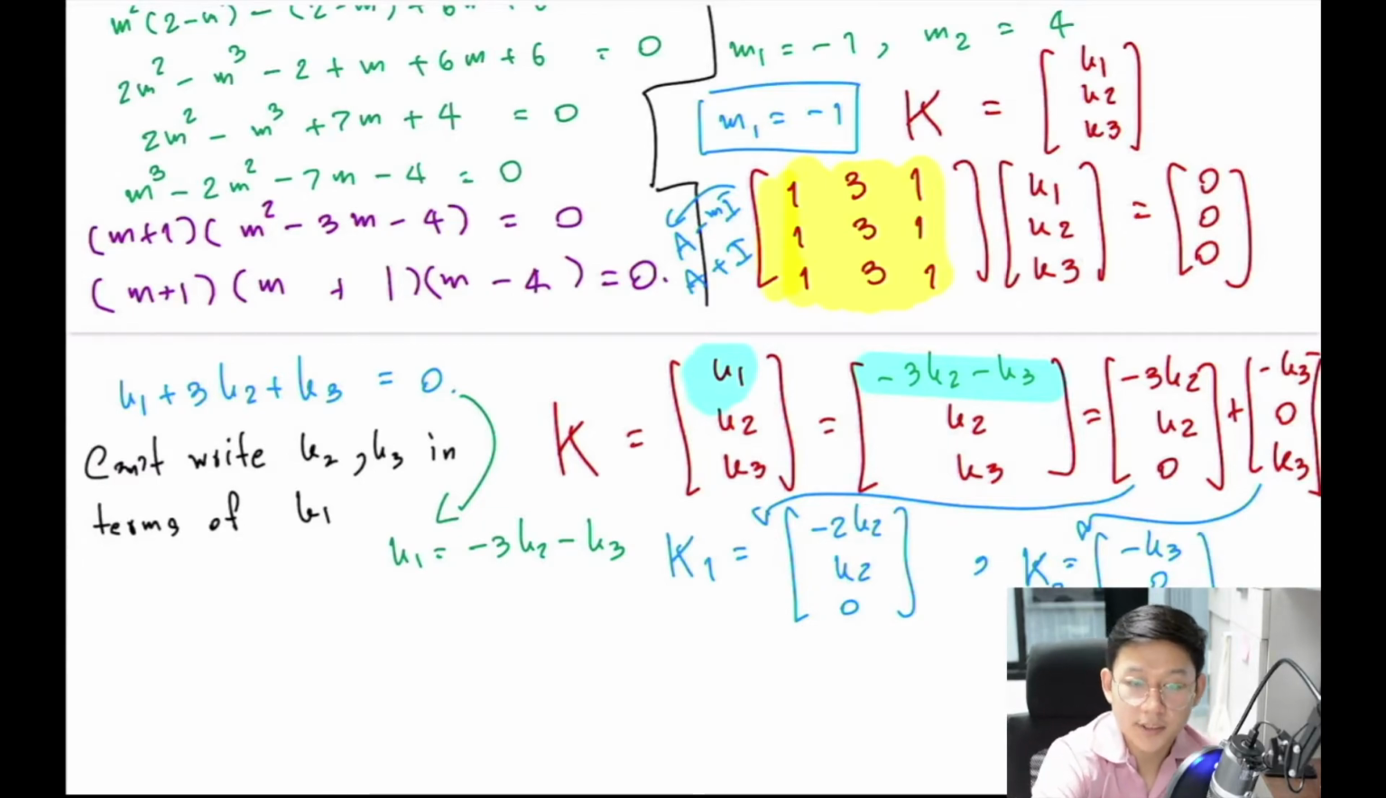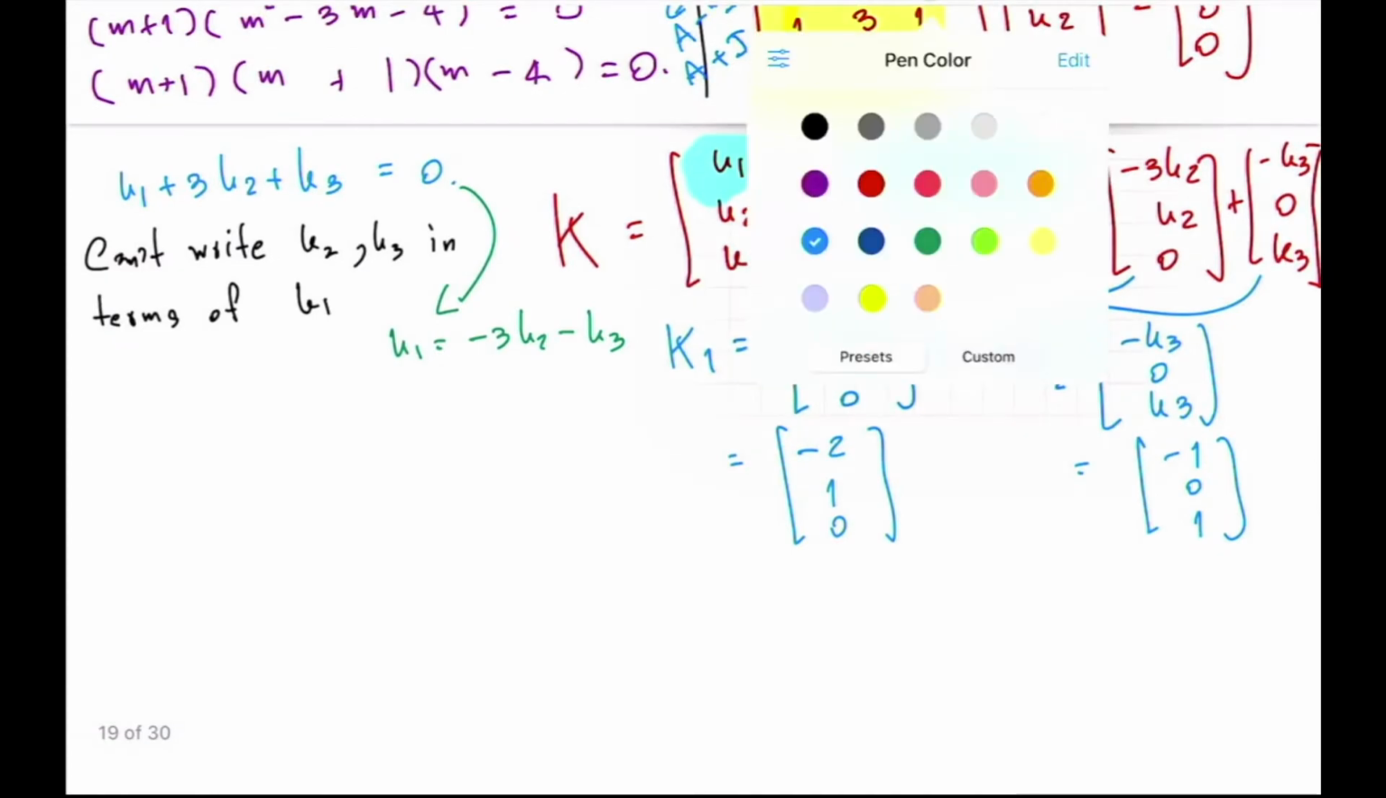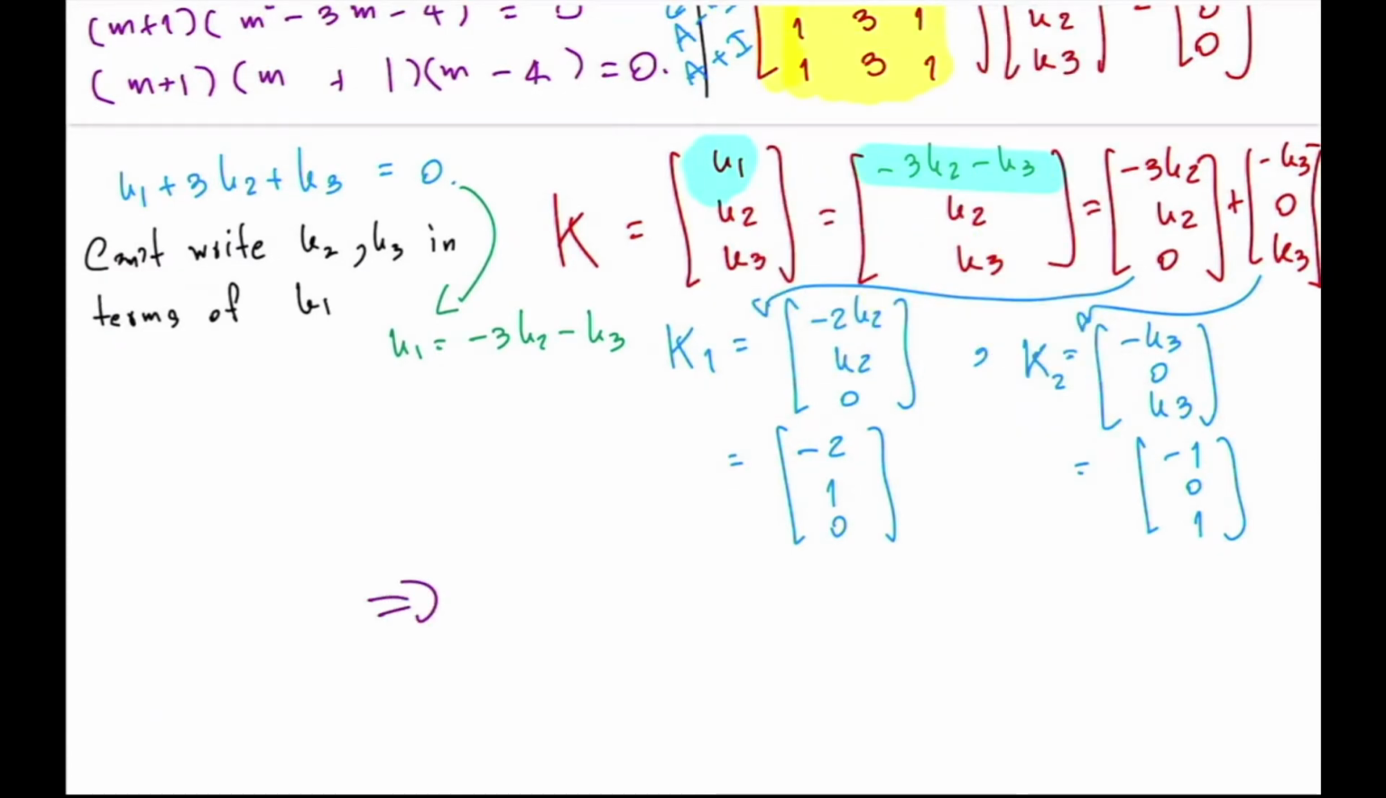And then I substitute little K1, little K2, and little K3 with 1. So I have minus 2, 1, and 0. And here, similarly, I have minus 1, 0, and 1. Okay. In that case, I would have that x1 is minus 2, 1, and 0.